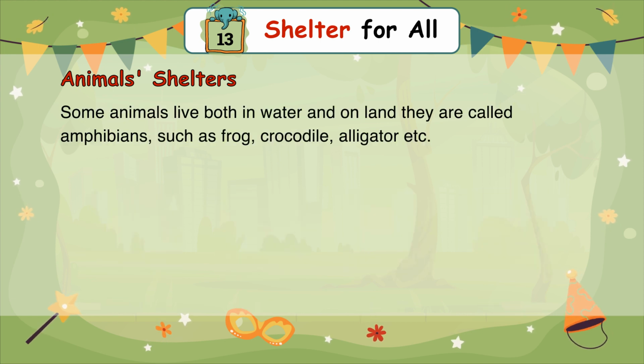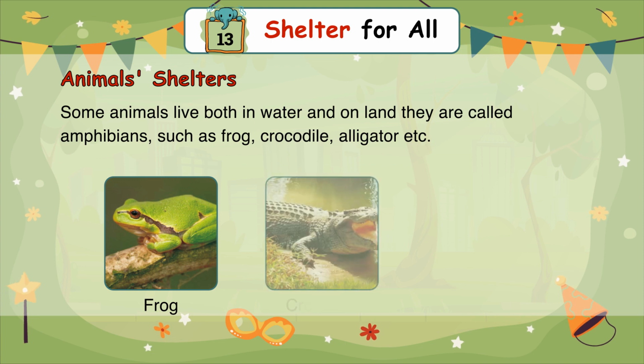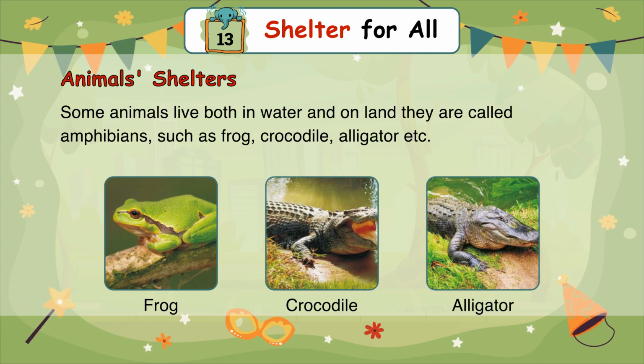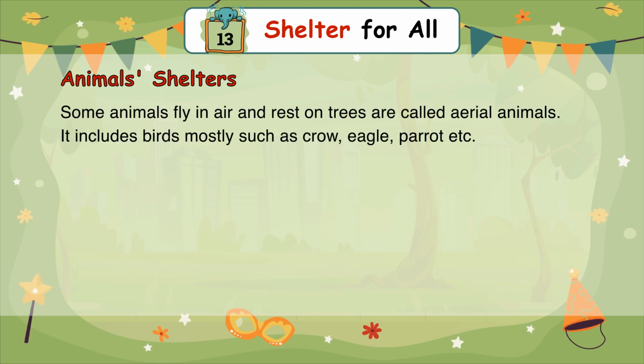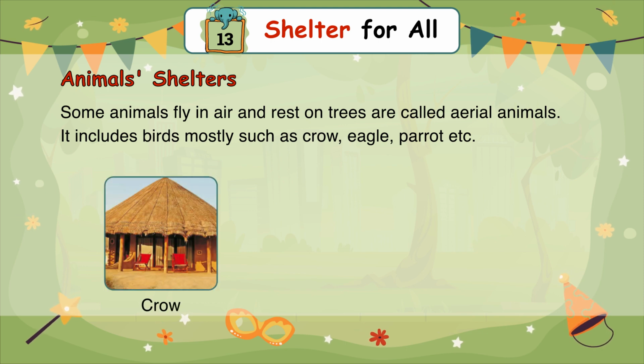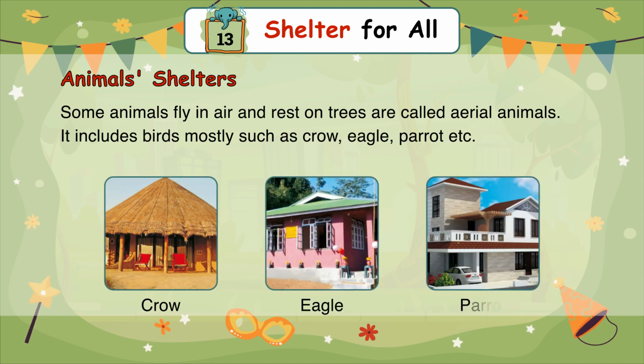Some animals live both in water and on land. They are called amphibians, such as frog, crocodile, alligator, etc. Some animals fly in the air and rest on trees and are called aerial animals. It includes birds, mostly such as crow, eagle, parrot, etc.